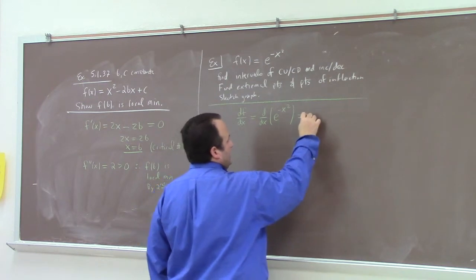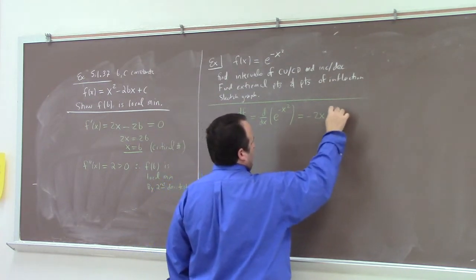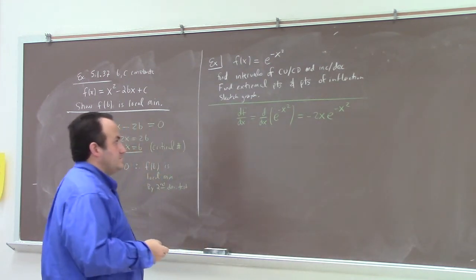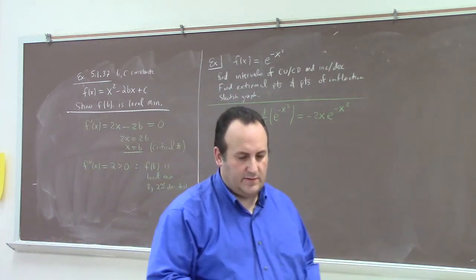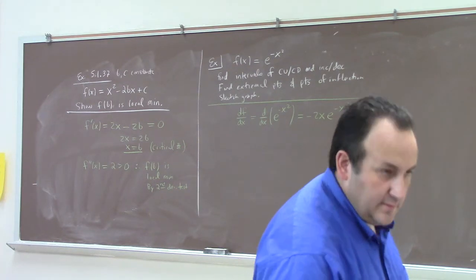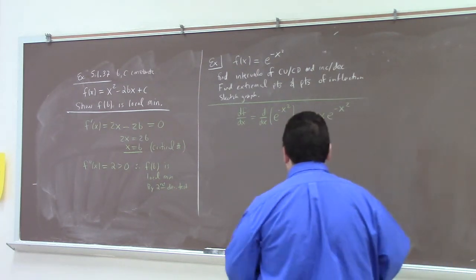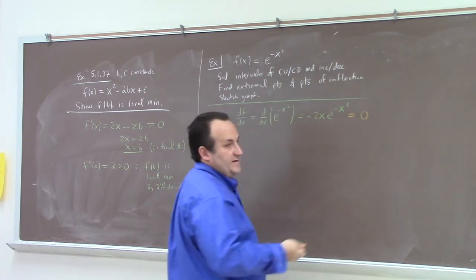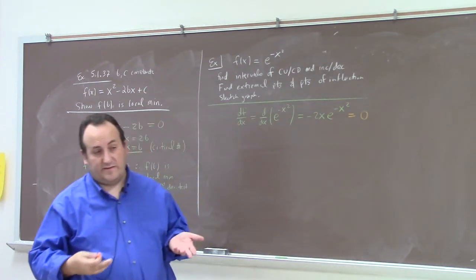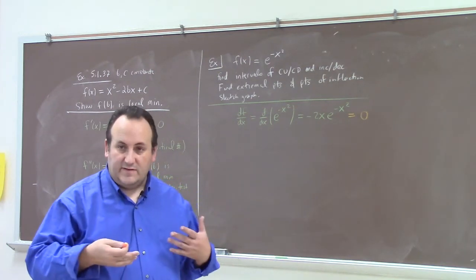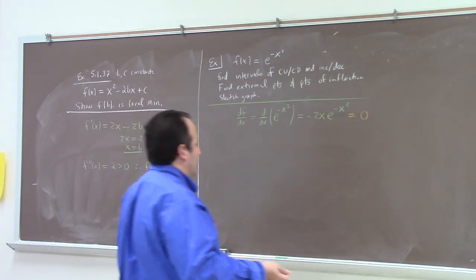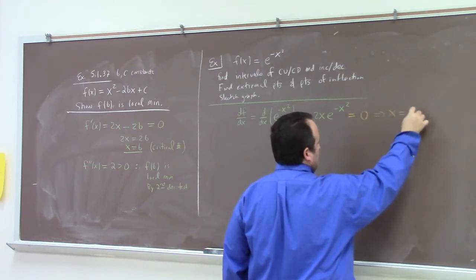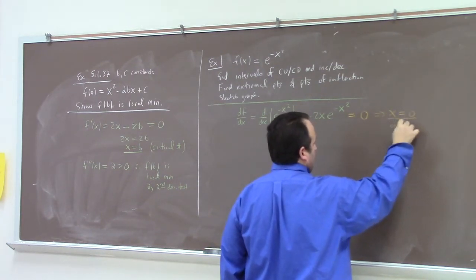By the chain rule, we have minus 2x e to the minus x squared. We want to set that equal to 0 to look for critical points, right? Well, e to the minus x squared is non-zero, so the only way this can be 0 is for x equal to 0. So x equal to 0 is the only critical point.